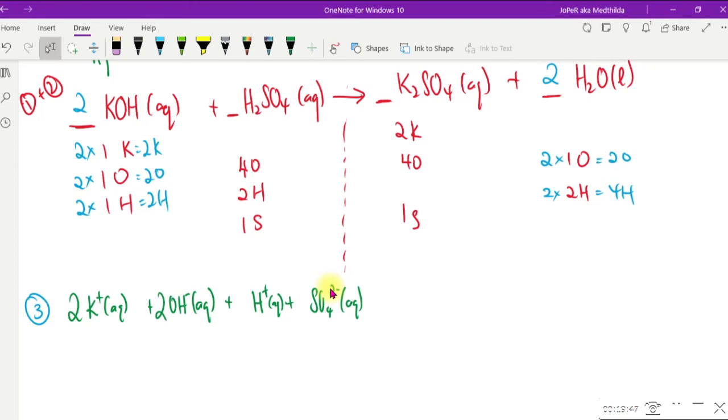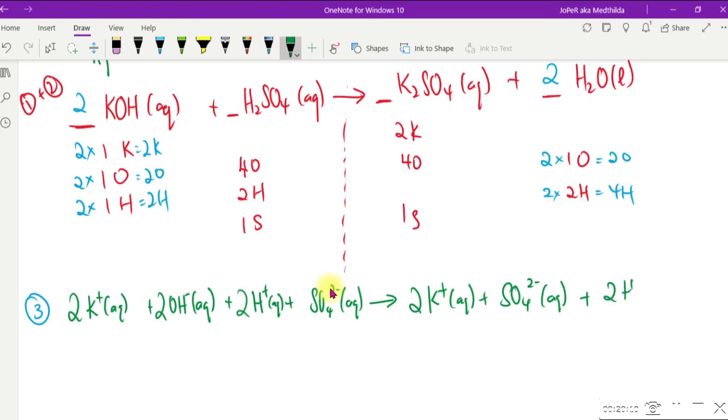So how many of them do I have? Can I see this H2? So I got 2H plus, 1 SO4 2 minus. Okay, so these are all the ions on the left hand side. On the right hand side, I got K2SO4 aqueous state. So this is actually made of K plus, two of them, in the aqueous state, plus SO4 2 minus in the aqueous state. Next one, I have H2O liquid.